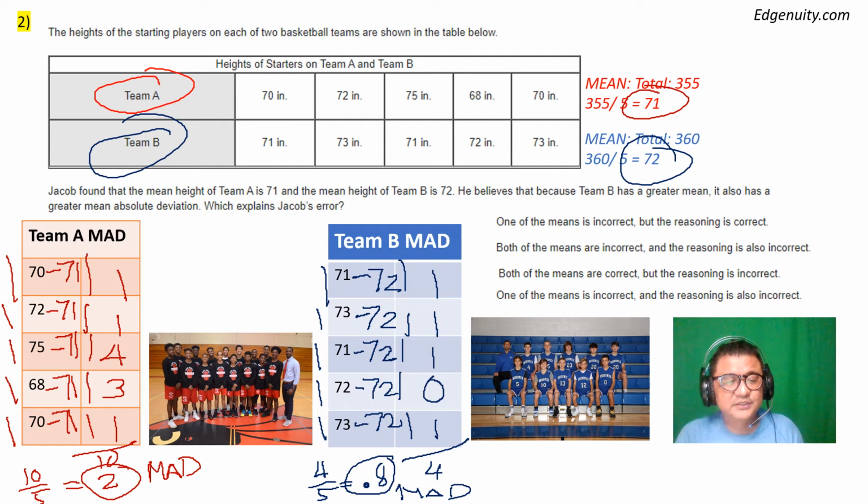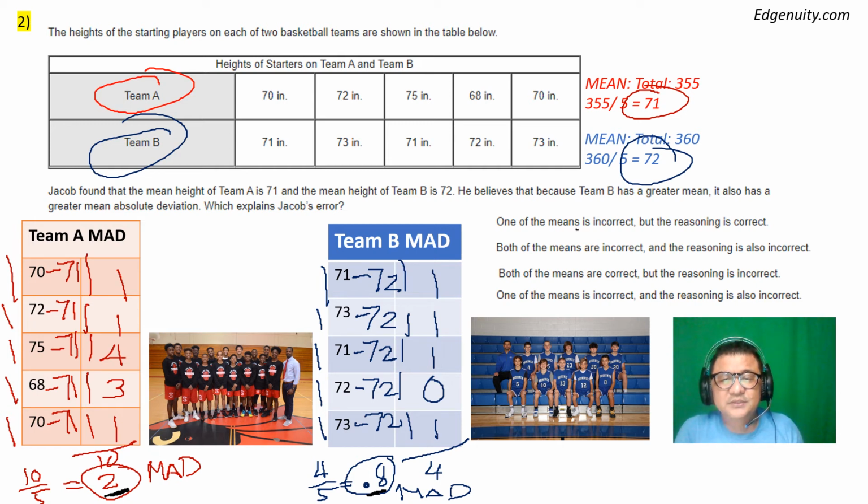So you would see that Team A is more spread out because why? More spread out because the MAD is 2, and Team B is nearer to the average, 0.8 away from the average. Okay, so let's look at the generalizations now.